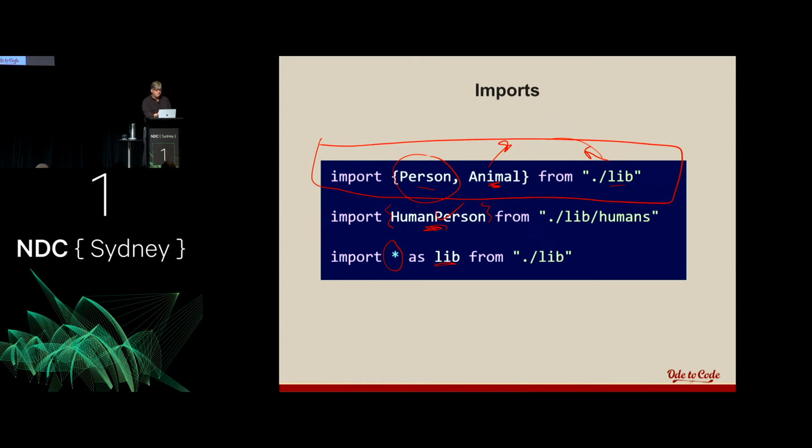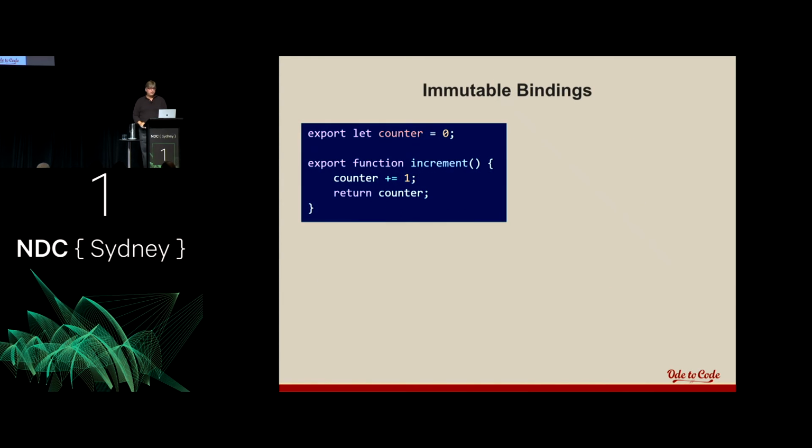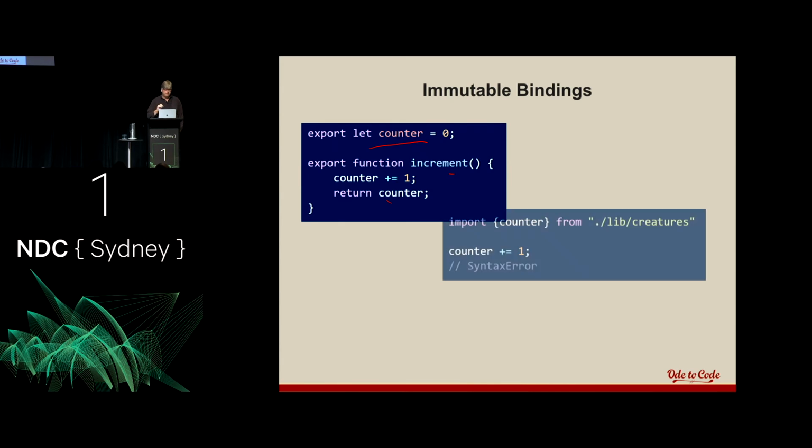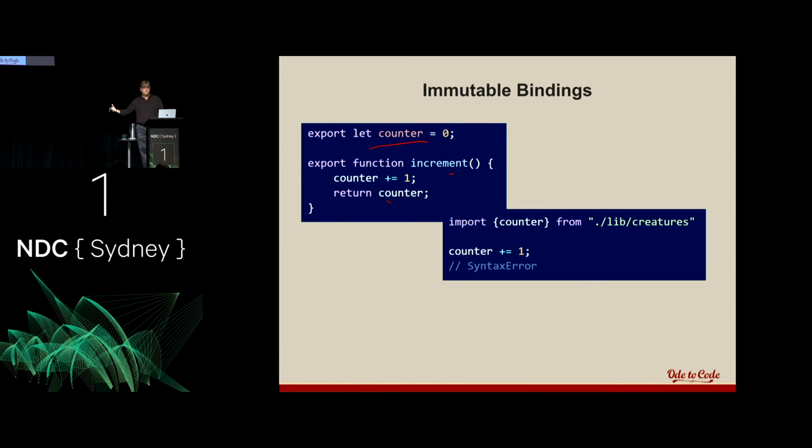The specification refers to these as bindings. It is not destructuring. And here's why that's significant. Let's say I have a module that exports a simple variable counter equals 0. And it also exports a function that I can use to increment that counter and add 1 to it. Some other module imports that counter and tries to manipulate it. That's a syntax error, because you can think of these bindings as const. They're immutable. I cannot change counter.